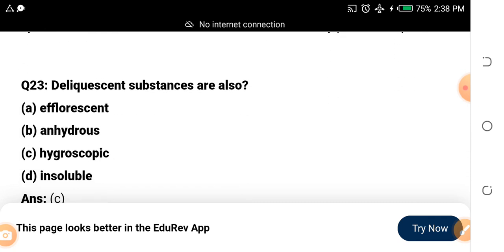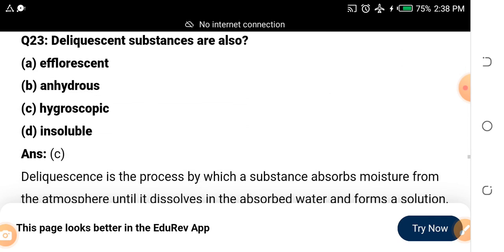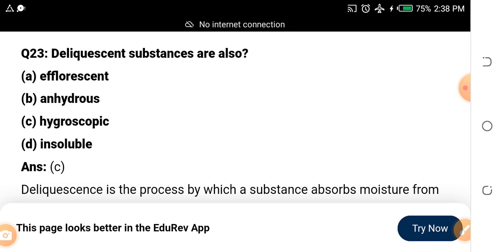Okay, let's move on. Question number 23. I think I've explained this in one of the videos we did on chemistry, but I will explain it again. Deliquescent substances are called dash. A, efflorescent. B, anhydrous. C, hygroscopic. D, insoluble.